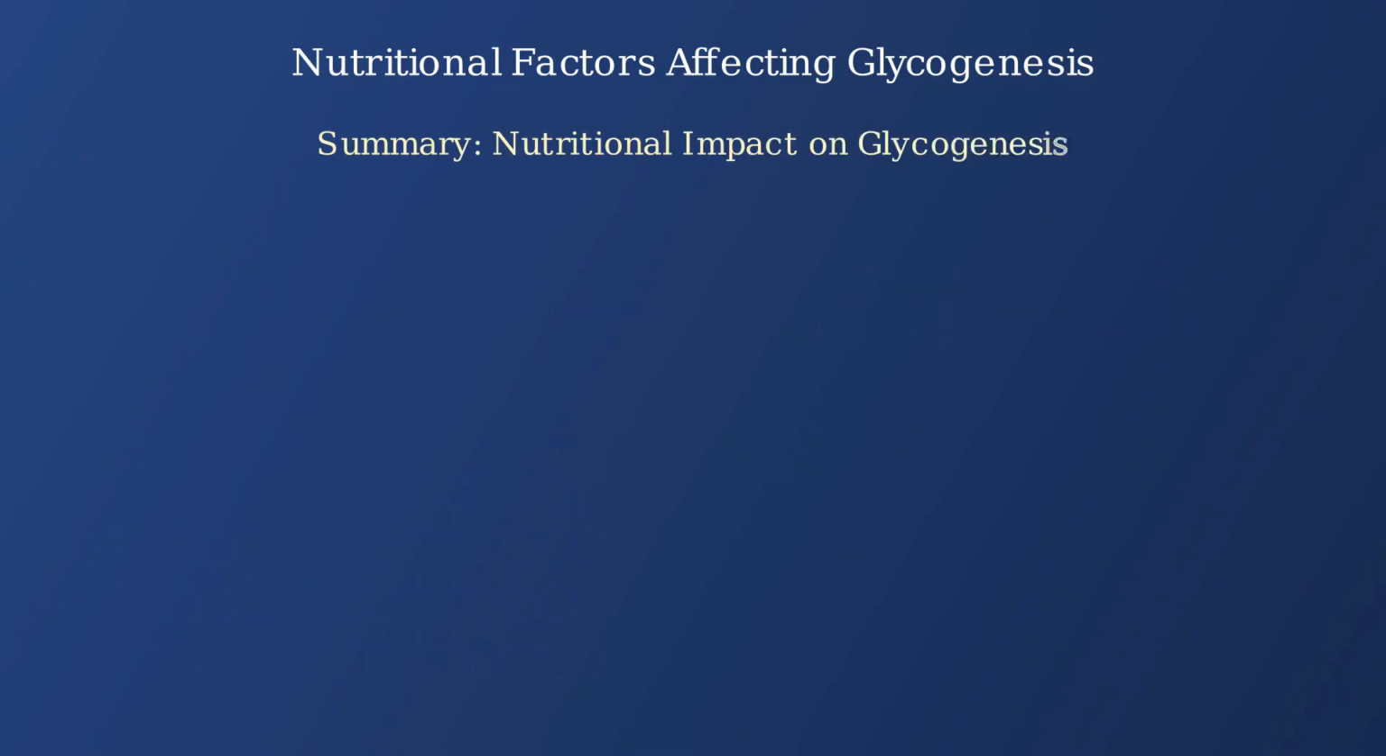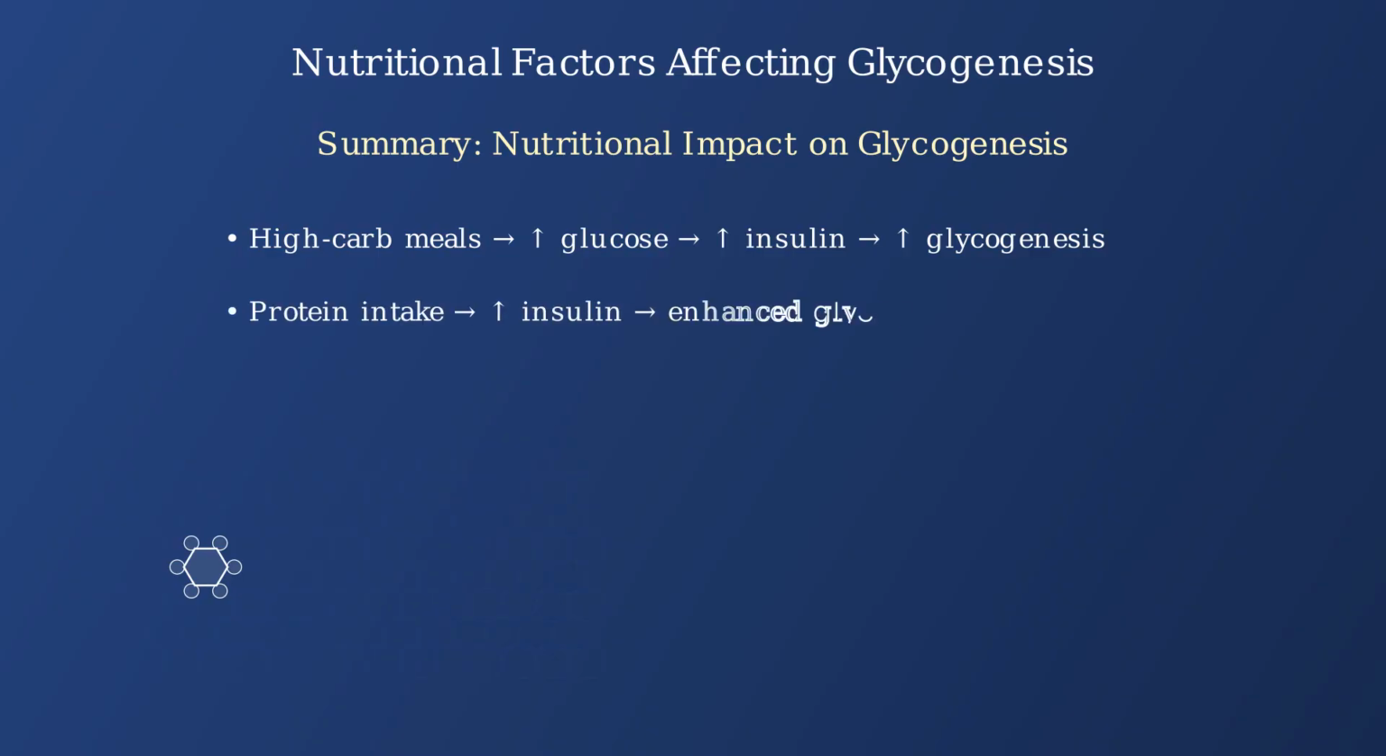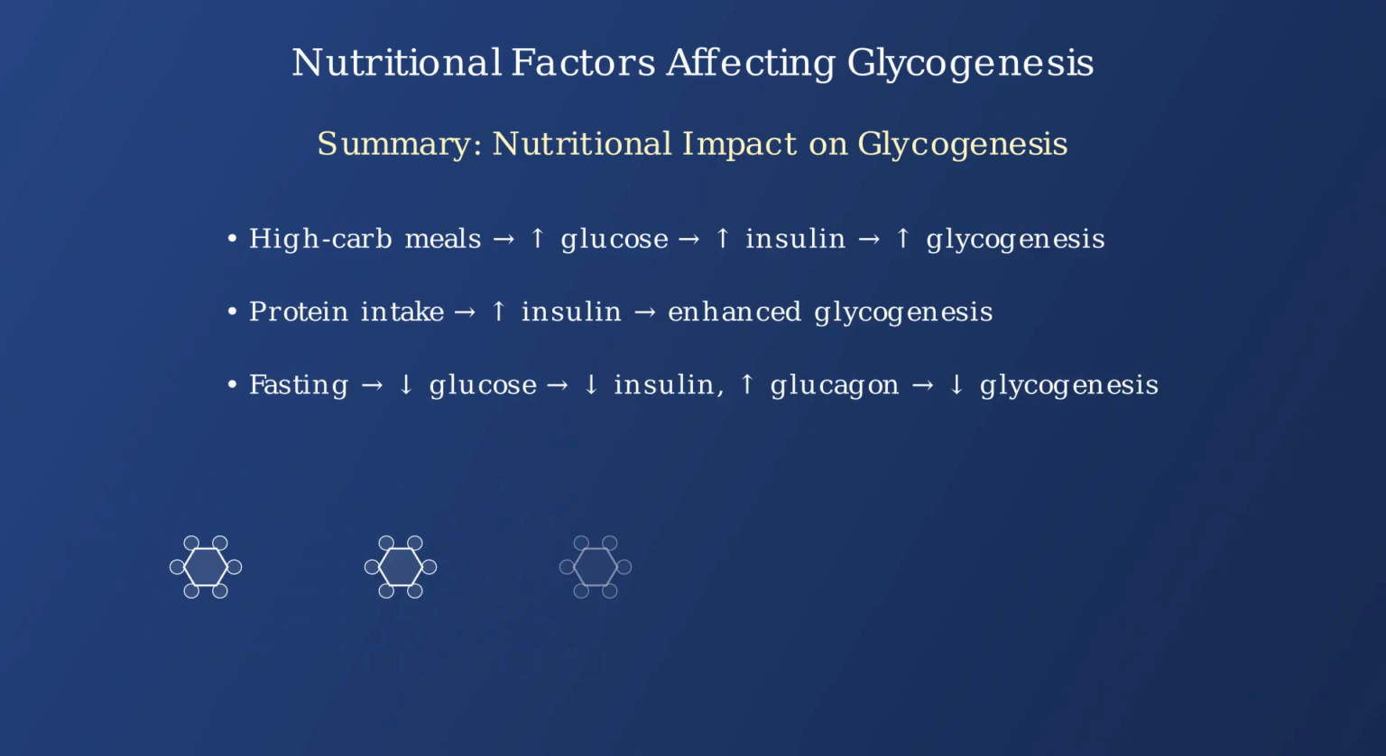To summarize, different nutritional states have distinct effects on glycogenesis. High carbohydrate meals increase blood glucose and insulin, promoting glycogenesis. Protein intake enhances insulin secretion, also supporting glycogenesis. During fasting, falling glucose and insulin levels with rising glucagon reduce glycogenesis while increasing glycogen breakdown.